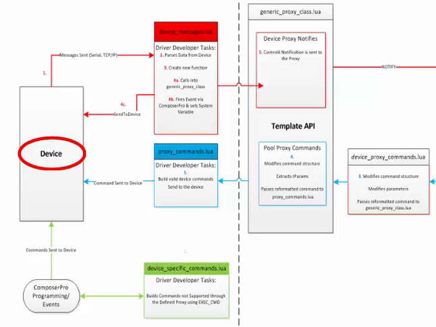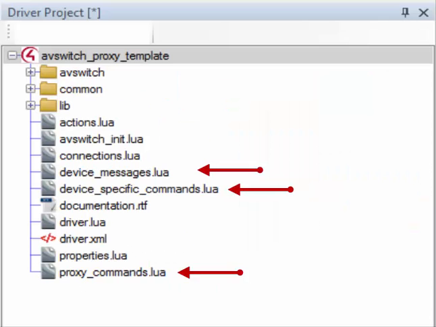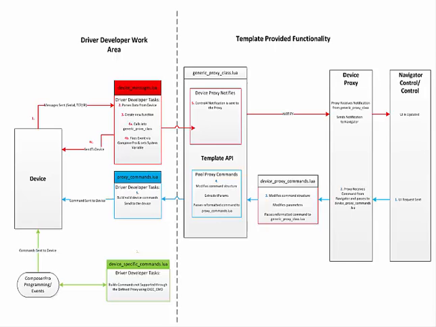Immediately to the right of the device in the diagram, we can see 3 Lua files: device messages.lua, proxy commands.lua, and device specific commands.lua. Here are those same files within the AVSwitch driver template. These files represent the areas within a driver template where you, as a driver developer, will be working.